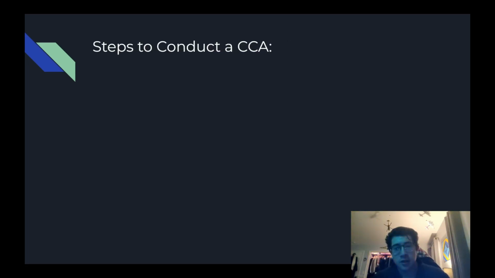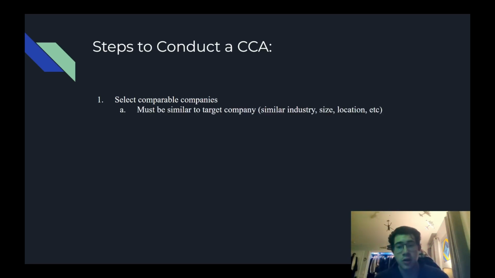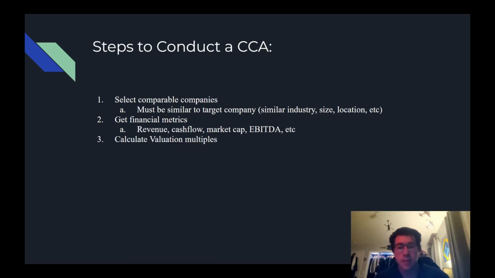Now, what are the steps to conduct a CCA or a comp? The first thing you have to do is select companies that are comparable. So we have same industry, same size, same location, same products, all of that. You have to make sure that the companies are similar. The second thing you do is get the financial metrics, such as the revenue, the cash flow, market cap, EBITDA, whatever it may be. And then you get the valuation multiples, which we just went over.